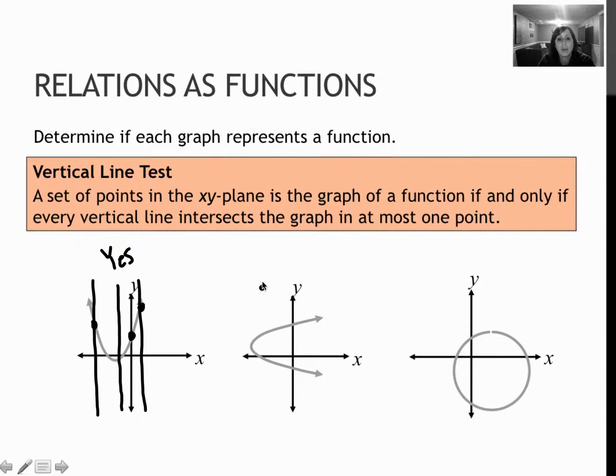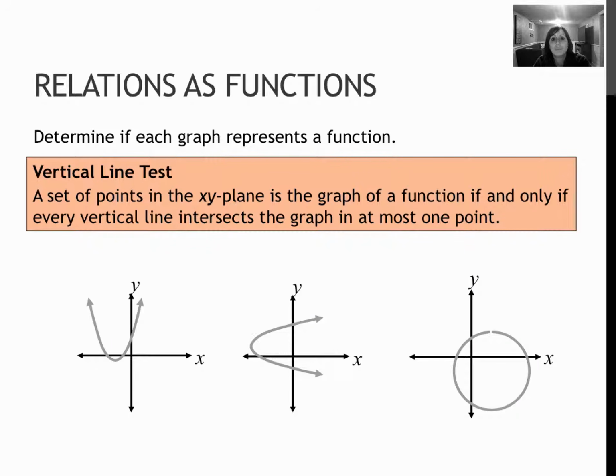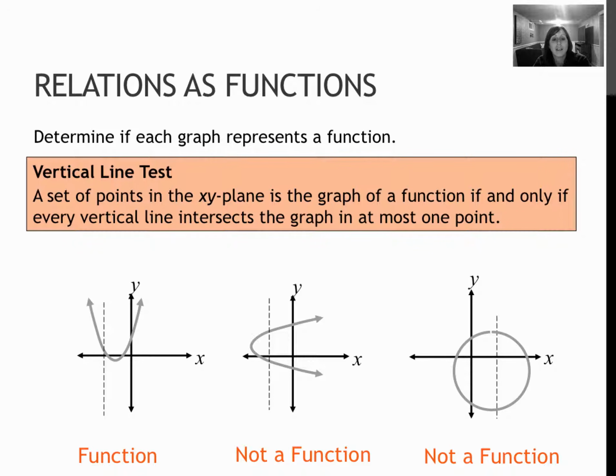On my second one, however, if I draw a vertical line, notice that first line I drew touched the graph in two places. So this is not a function because it failed the vertical line test. And my last one, same thing. I've got a circle. See how I'm going to hit 2 points? So this would be not a function. There's an x value that results in more than one y value. And that's exactly what we just said.